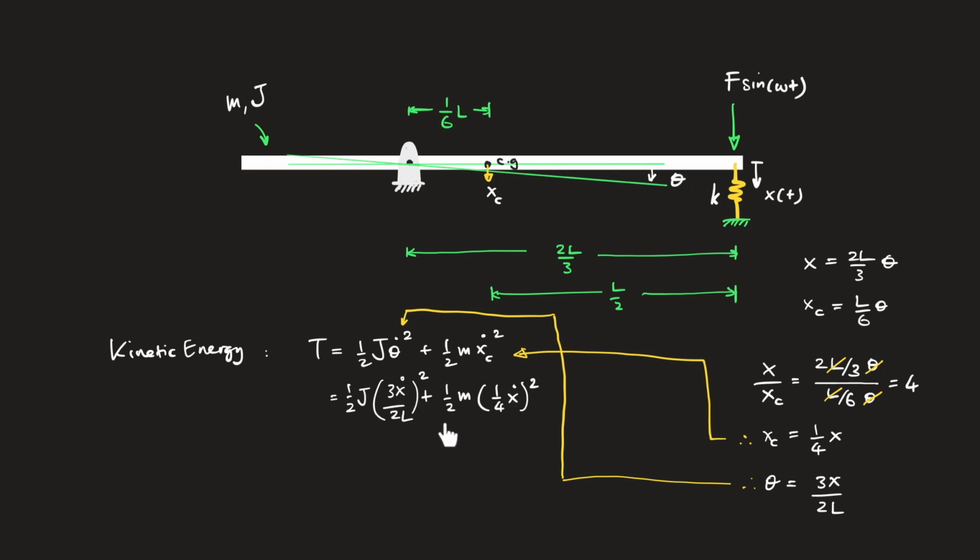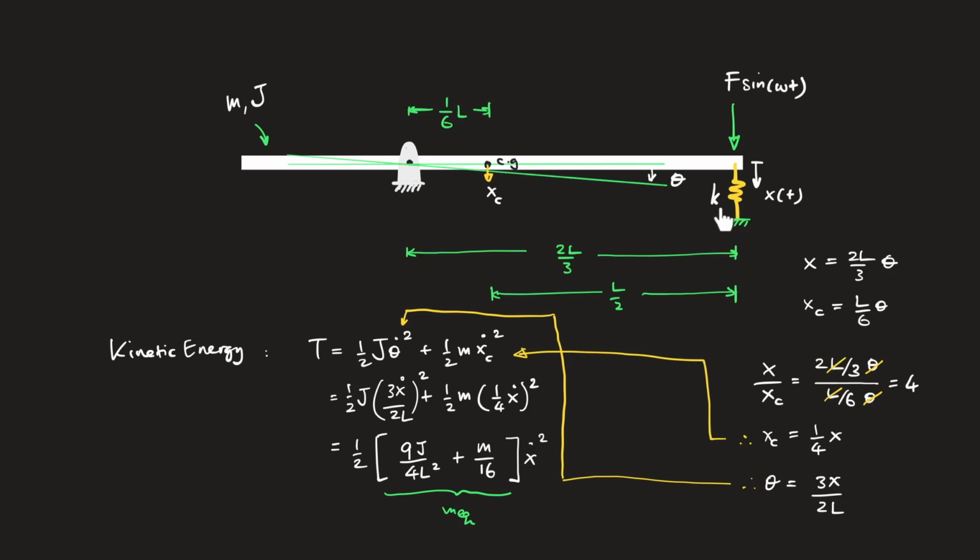We can now write down the kinetic energy in the form of a half and a bracket multiplied by x dot squared, where anything in the bracket here is the equivalent mass. By rearranging the equation here, we thus have the equivalent mass equals 9J over 4L squared plus m over 16.